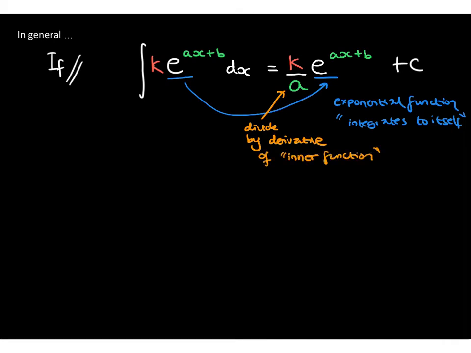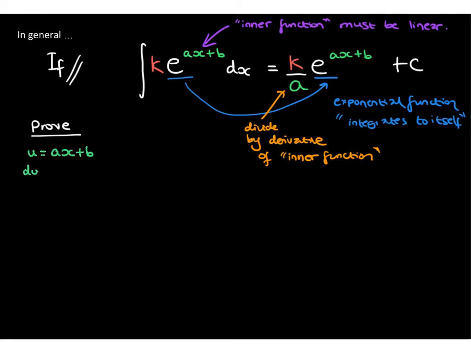Now, as we've said previously, if we're going to do this by inspection, which is essentially what this generalisation is, this must be linear. Now, we can prove this quite neatly by using full integration by substitution. If you allow u to equal ax plus b, then du by dx is equal to a, and then here's the sort of faux rearrangement step that we use for convenience.